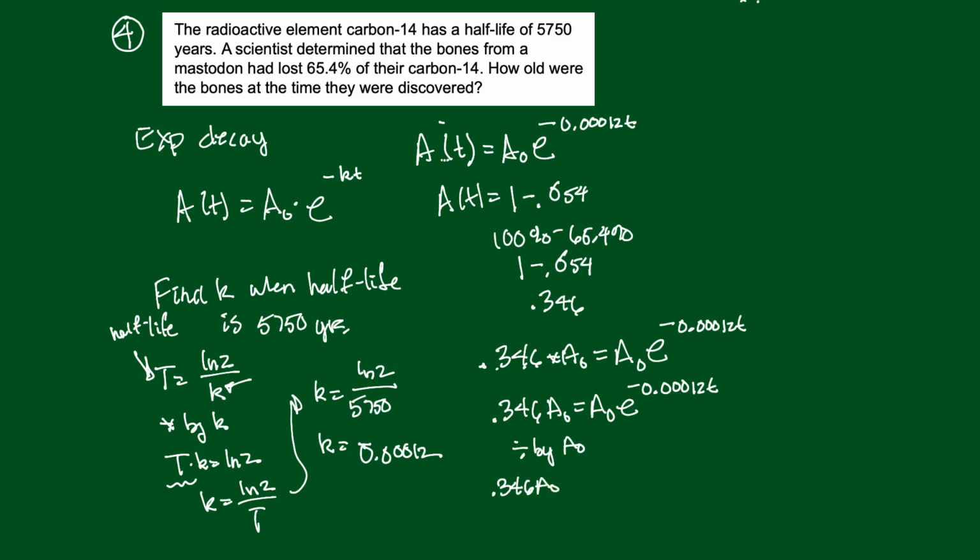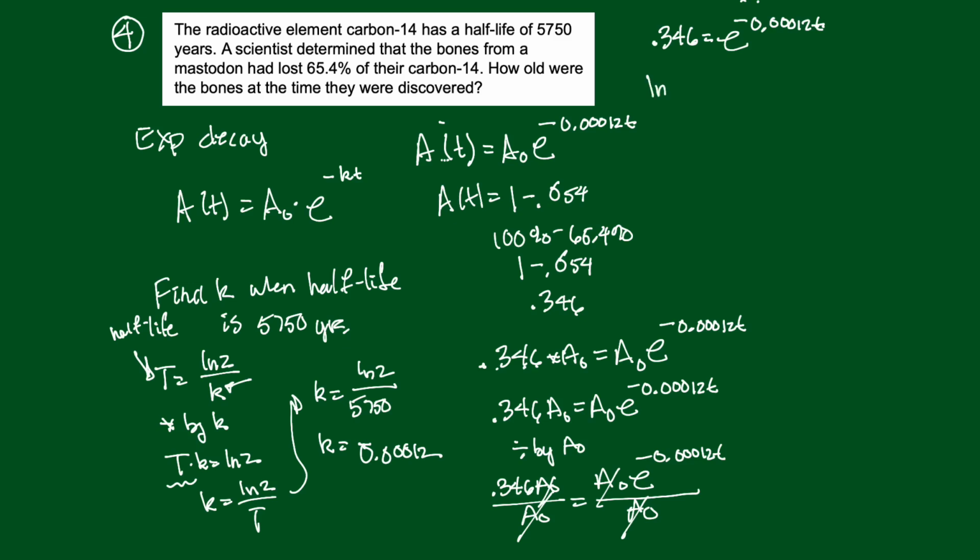It looks like this. 0.346 A naught divided by A naught is equal to A naught e to the negative 0.00012 t divided by A naught. The A naughts cancel. And I'm left with this up at the top here. 0.346 is equal to e to the negative 0.00012 t. We can solve this for t. It's an exponential with base e. Take the ln of each side.